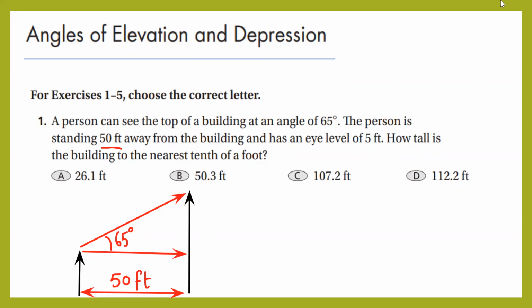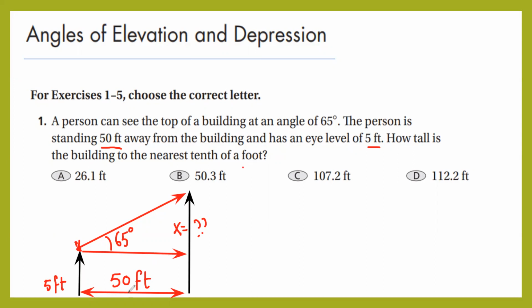Okay, away from the building, and his eye level is 5 feet. So I'm standing here, and this is eye level. Okay, and that's here. This is 5 feet. How tall is the building? He's asking me how tall the building is. So this is my x, which is how high the building is, to the nearest foot.